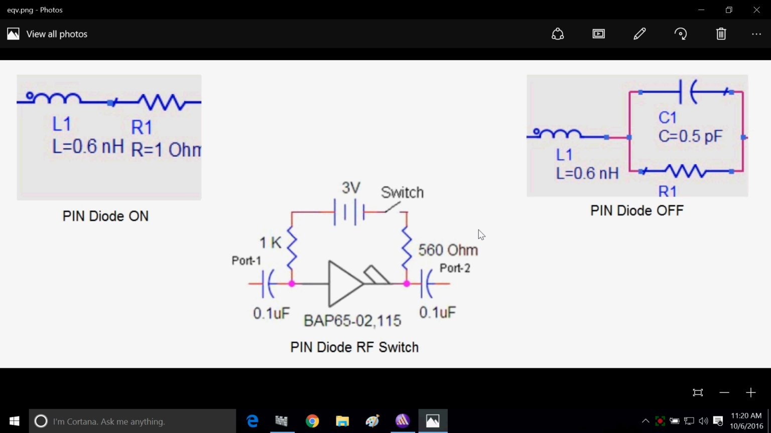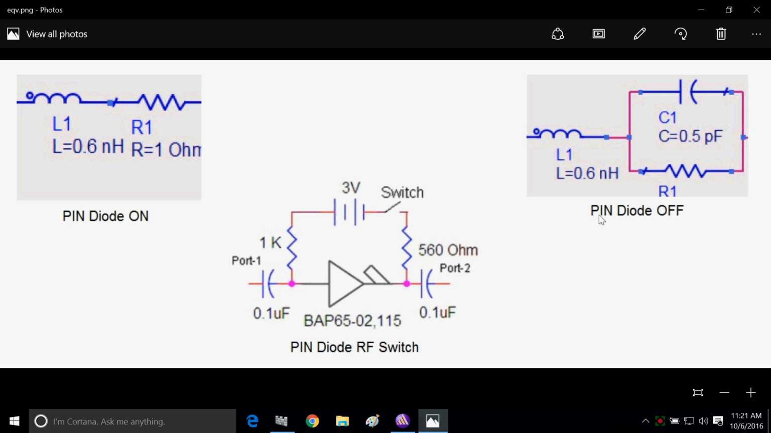Now a PIN diode RF switch consists of two capacitors and one PIN diode connected in series. These are RF blocking capacitors as well as DC blocking capacitors, because we require some DC supply to turn on and off this PIN diode, and that may distort the RF signals. To block those DC signals, these capacitors are placed. Again, there are different configurations of PIN diode RF switches. You can go through them.